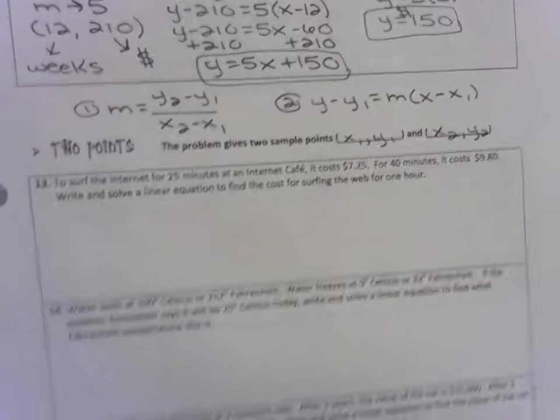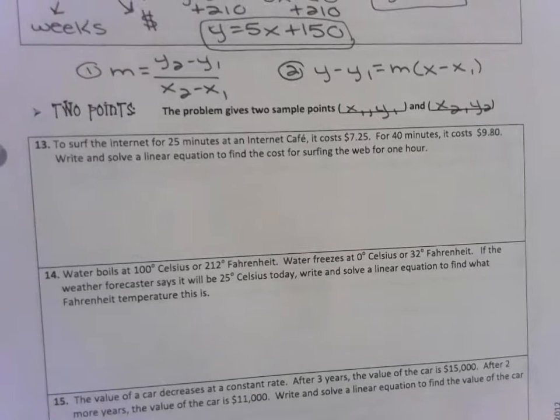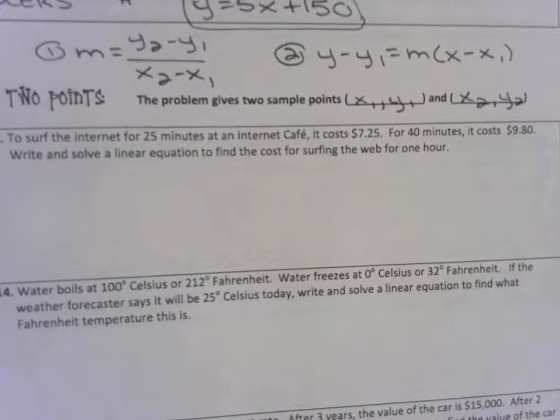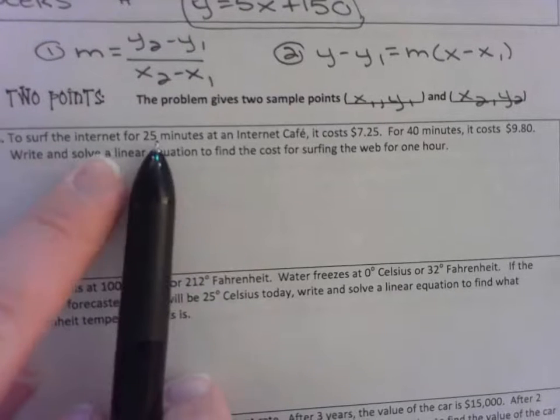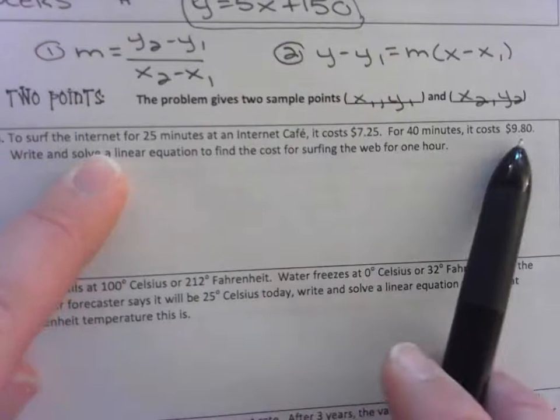Okay, let's look at 13. To surf the internet for 25 minutes at an internet cafe, it costs $7.25. For 40 minutes, it costs $9.80. Write and solve a linear equation to find the cost for surfing the web for 1 hour. So you will notice as you read this, it doesn't tell you something per something, so it does not tell you the slope. All it tells you is it compares things. 25 minutes costs $7.25. 40 minutes costs $9.80.